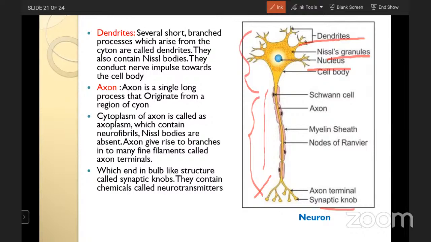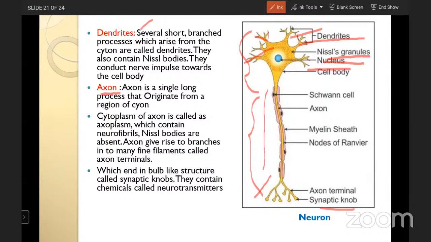Let us go for the points. Dendrites: several short branched processes which arise from the cyton are called dendrites. Several short processes arising from the cell body are called the dendrites. They also contain Nissl bodies. So here in this cytoplasm, you are observing the Nissl granules. In the case of dendrites also, you are able to observe the Nissl bodies. They conduct nerve impulses towards the cell body. So here the dendrites conduct the nerve impulse towards the cell body.